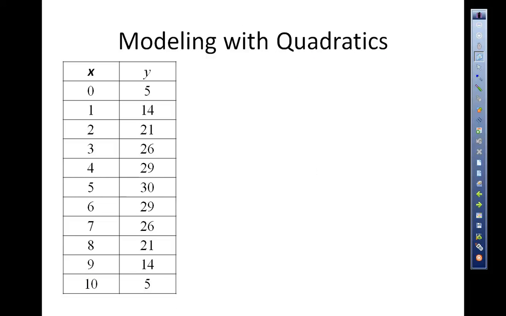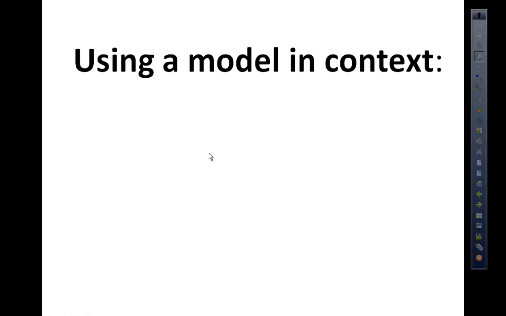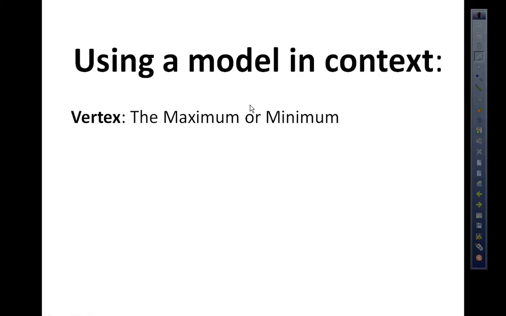Now there's a couple of things that you need to know about all of these parts of a parabola. In a word problem, they actually stand for something. What do they stand for? So, using a model in context. The first big one, the vertex, is the maximum or minimum. If you see a problem and they give you a quadratic equation and they ask you to find the maximum, find the minimum, maximize, minimize, that is telling you you need to find the vertex.